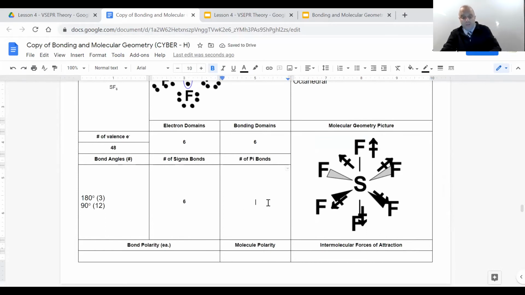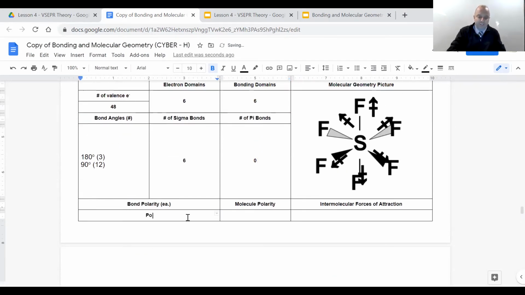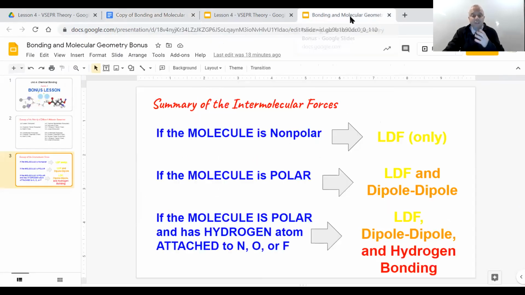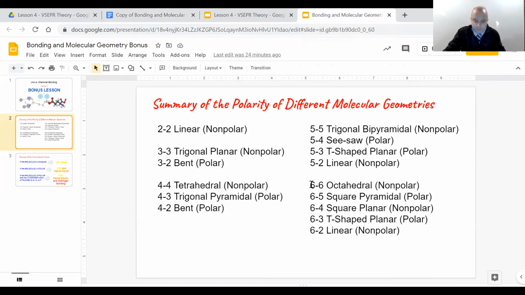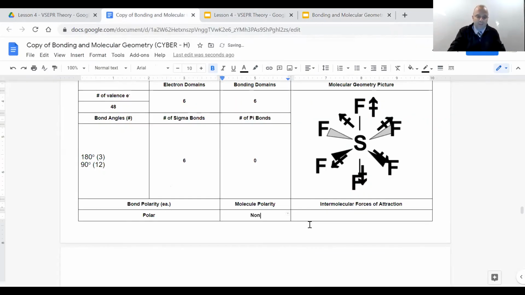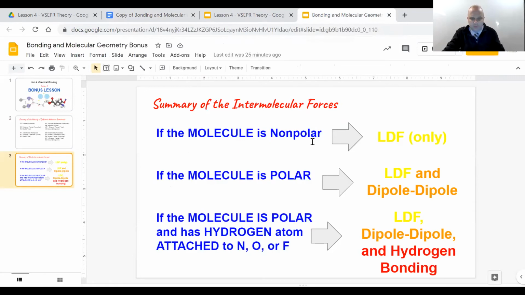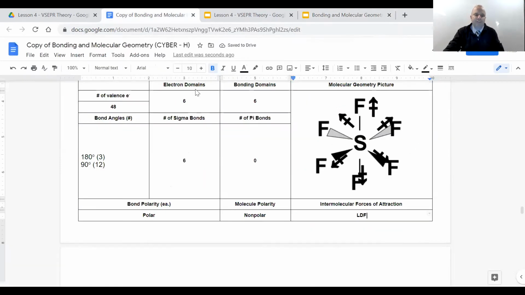Okay, there are 6 sigma bonds and 0 pi bonds. The bond polarity for each of these is going to be polar. The molecule polarity, we have a 6-6 combination. So 6 and 6 right here, octahedral. That's a non-polar molecule as long as everything attached is the same, which it is in this case. So this is going to be non-polar, and then because of non-polar, the only option here is going to be LDF, and I'll show you that on the next slide. So if the molecule is non-polar, again, it's LDF only. Okay, so that completes number 8.